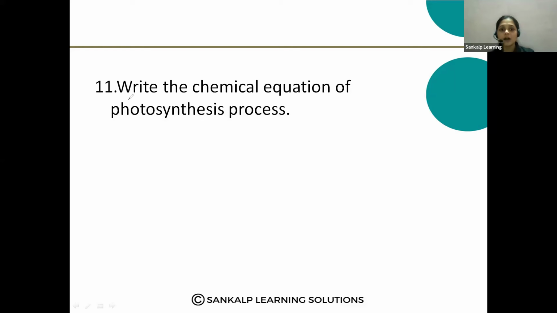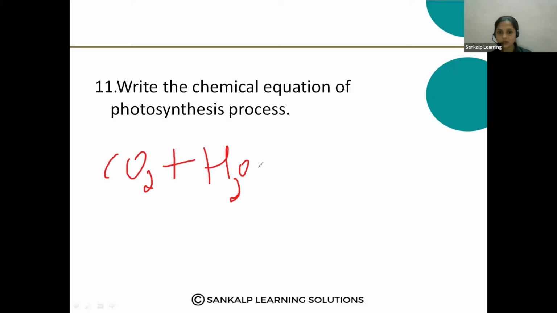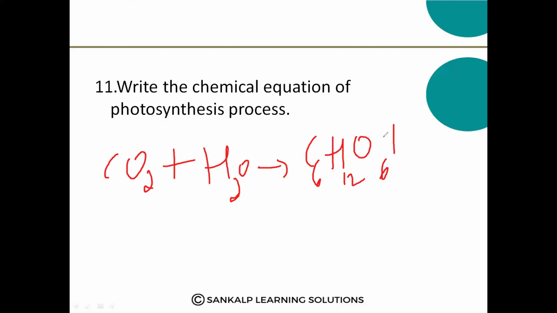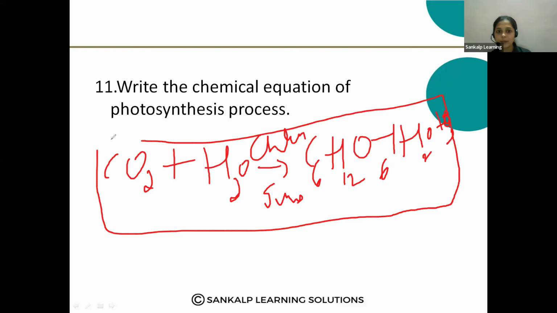So here, write the chemical equation of the photosynthesis process. Yes, what is the chemical equation of the photosynthesis process? CO2 plus H2O gives C6H12O6 plus oxygen. Yes, very good. So you have to balance this equation. In the presence of chlorophyll and sunlight, that is also important. You have to mention that, and balance the equation. You should write the balanced equation.